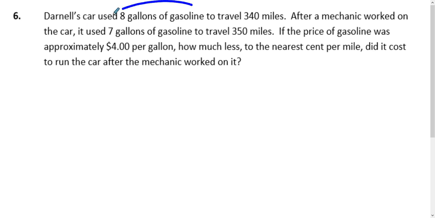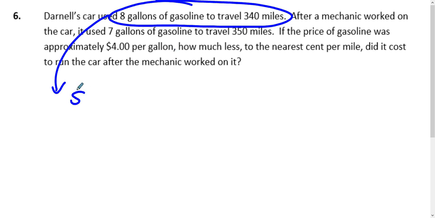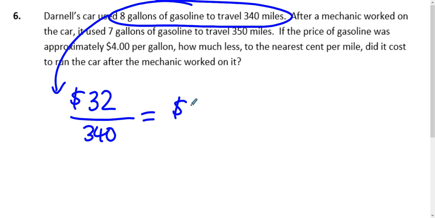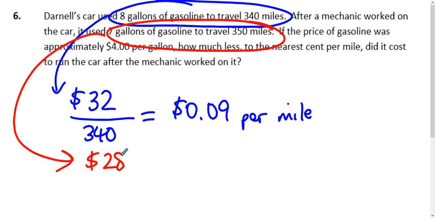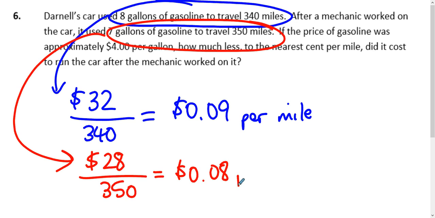So before, at $4 a gallon, Darnell paid $32 to drive 340 miles, and your calculator will tell you that that's about 9 cents per mile. After the mechanic worked on the car, again at $4 a gallon, Darnell paid $28 to drive 350 miles, and your calculator will tell you that that's about 8 cents per mile.